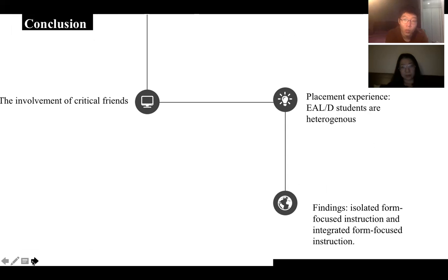In our project, we can choose to use either isolated or integrated form-focused instruction. And I'm sure that this project could dramatically facilitate my understanding of the students in my classes and improve my teaching. That's all I want to say.